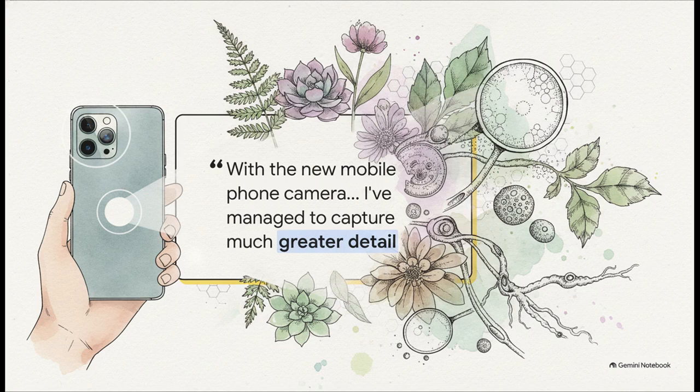Ang writes, "With the new mobile phone camera and its higher capability, I've managed to capture much greater detail of the plant species in our collection." And you know what? That new macro lens literally changes everything. Suddenly, you aren't just looking at regular old leaves and stems anymore, you're looking at the microscopic architecture of nature. You're seeing these hidden blueprints of life that are just completely invisible to the naked eye.